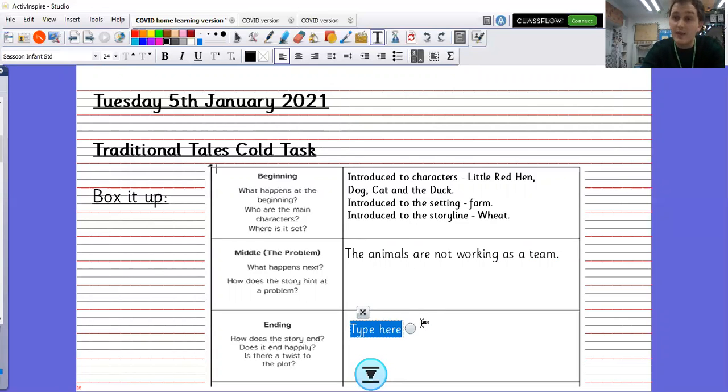Yeah, so at the end of the story, the hen has made a lovely loaf of bread, and she does not share it with her friends because she doesn't think they deserve it. Okay?